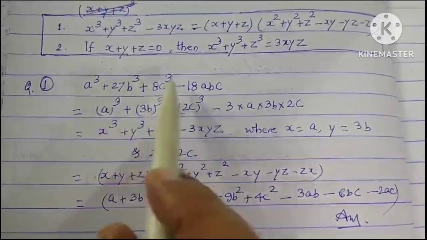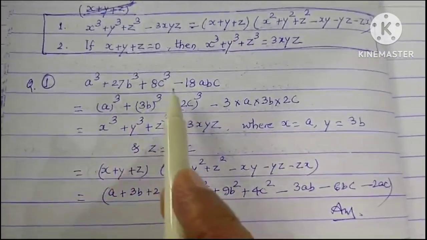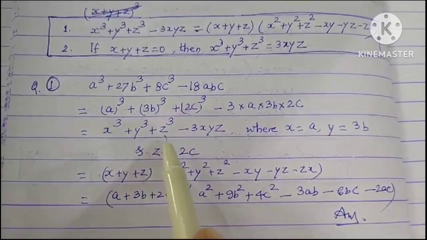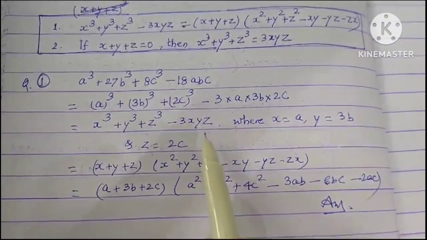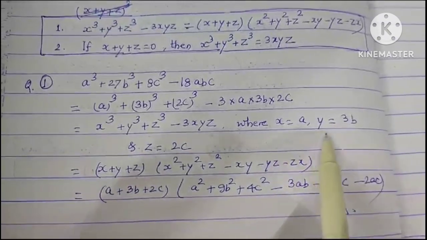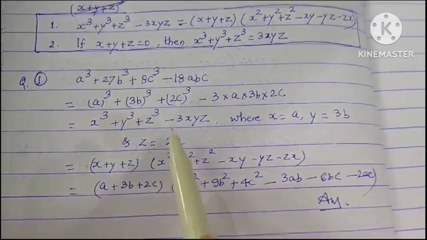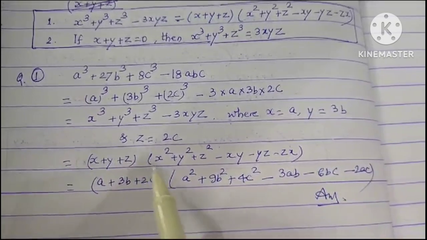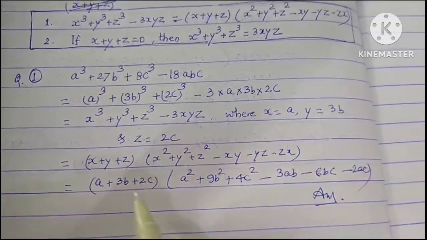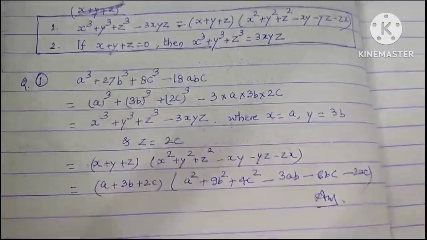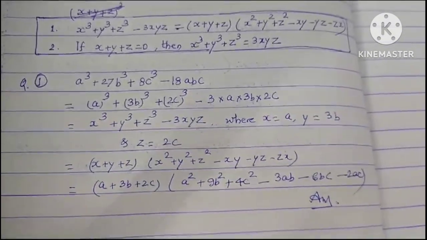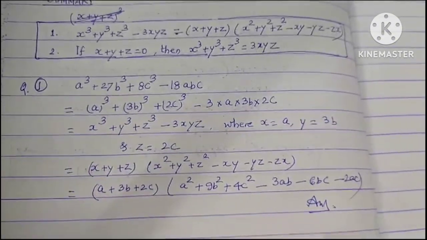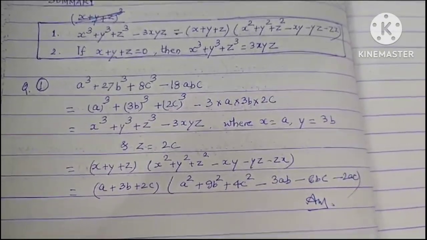This will be the factorized form of this one. Basically this is in the form of x cube plus y cube plus z cube minus 3xyz, and we have seen that here x equal to a, y equal to 3b and z equal to 2c. Now we will directly write it in the form of this factorization and put the values. So this is one of the examples. Let us take some more example questions so that the formula is also clear to you and you can remember it. Okay, let's move forward.